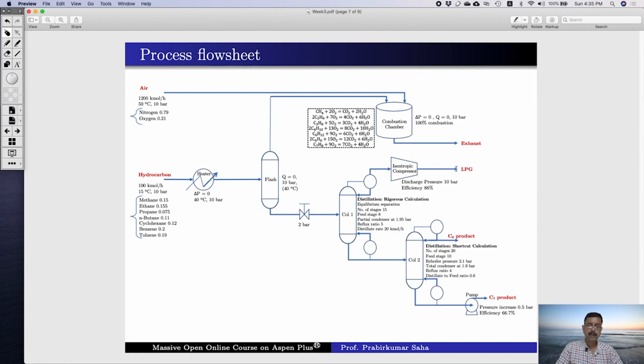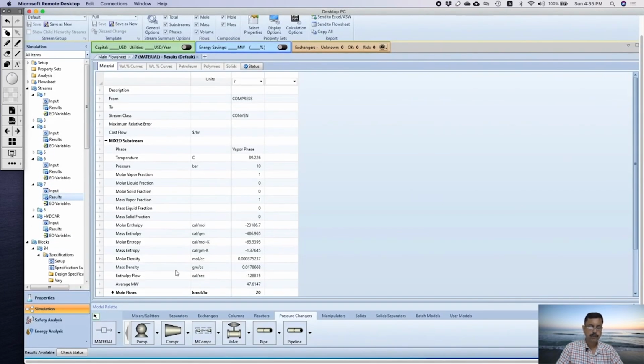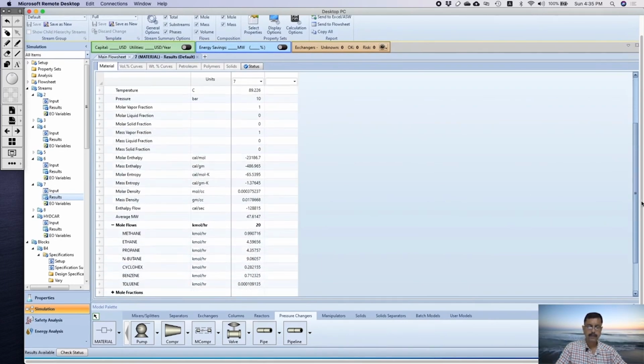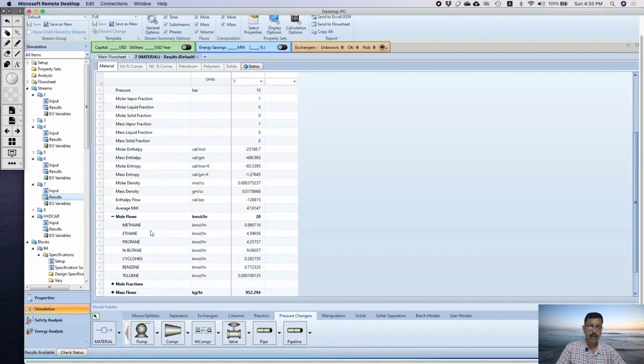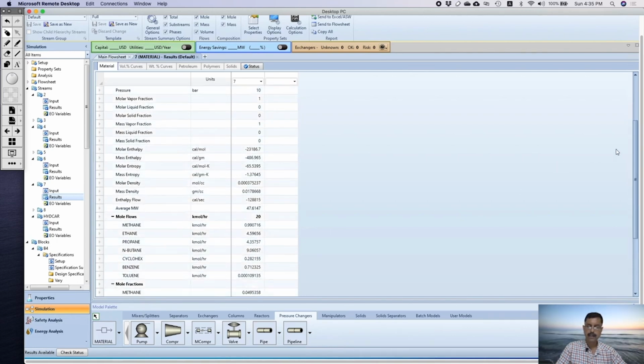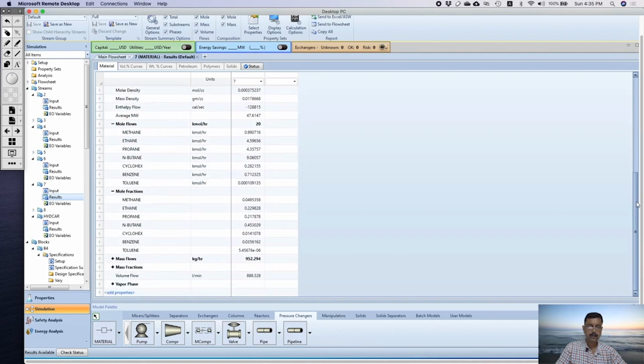But we are interested to know what is the composition of LPG, right? So we go here again and check the individual composition. See what are the compositions. Go to mole fraction. So you see, methane is 0.0495, so it is 4.95%. Ethane is 0.2298, so it is 23% ethane, 21.78% propane, 45% butane.